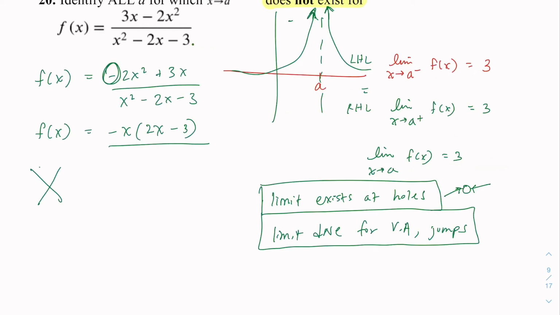Need two numbers that multiply to negative 3, add to negative 2. There'll be negative 3, positive 1. Check my math.